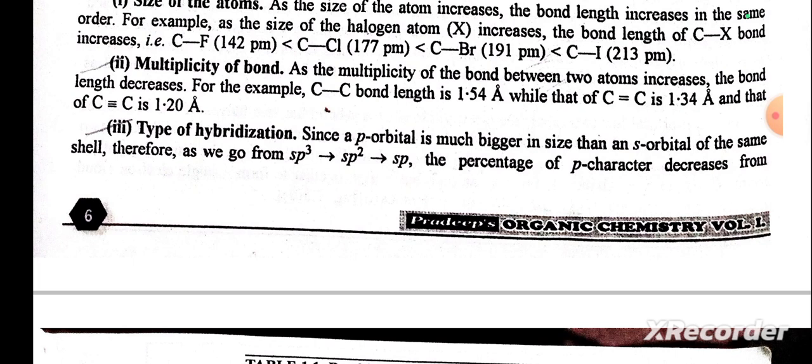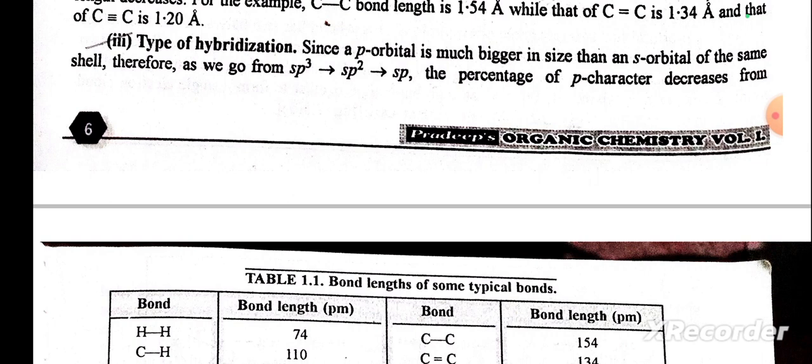Multiplicity of the bond. As the multiplicity of the bond between the two atoms increases, the bond length decreases, and therefore the carbon-carbon single bond length is 1.54 angstrom, that of the carbon double bond is 1.37, and that of the carbon triple bond is 1.20.